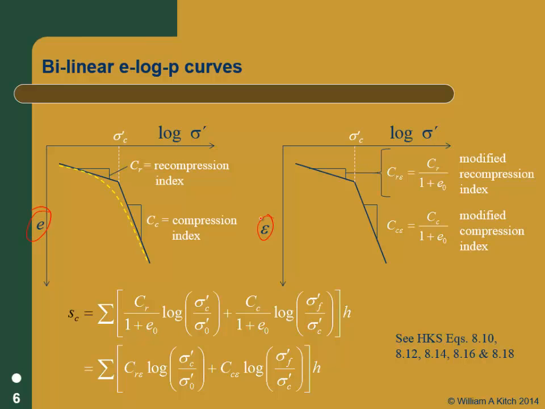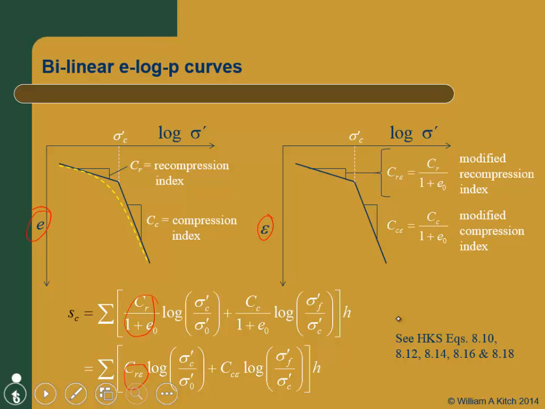And then we're going to calculate the settlement using this equation. And there are actually 3 equations. Holtz and Kovacs actually give you like 4 or 5. I like to just think of it in terms of one equation. It's easier for me to remember. So it's either C sub r over 1 plus e naught times this change, or C sub r epsilon. Those are equivalent.